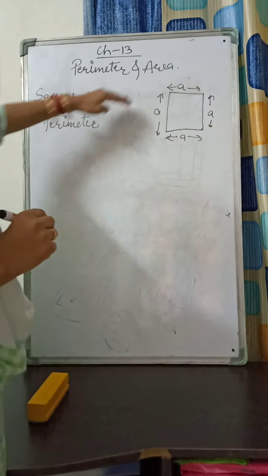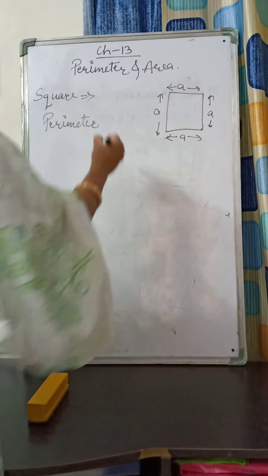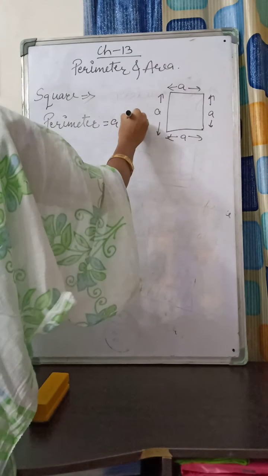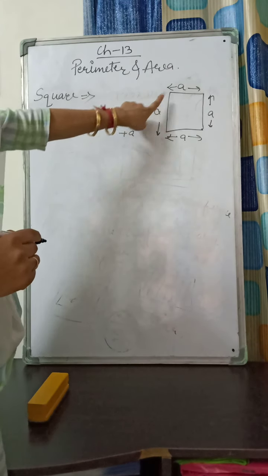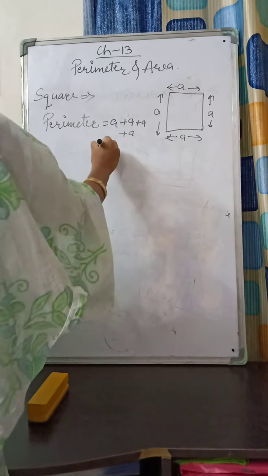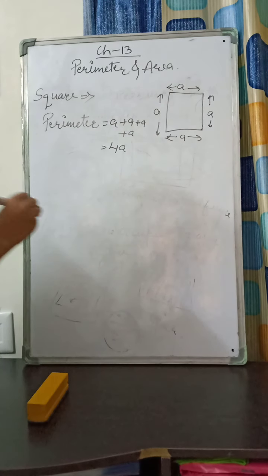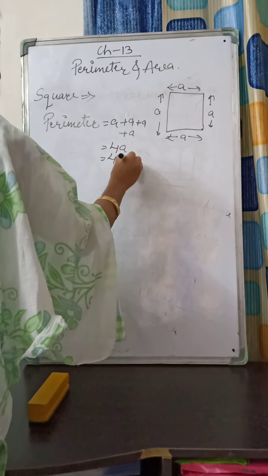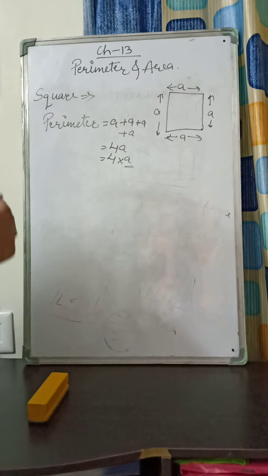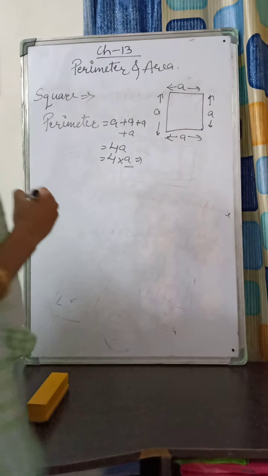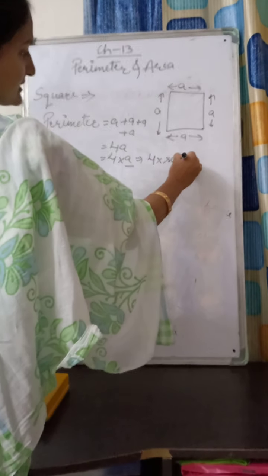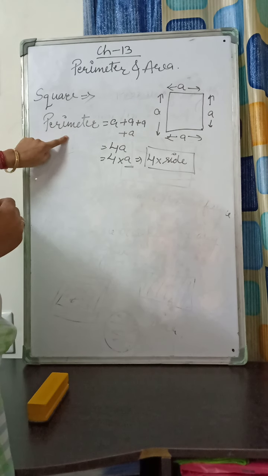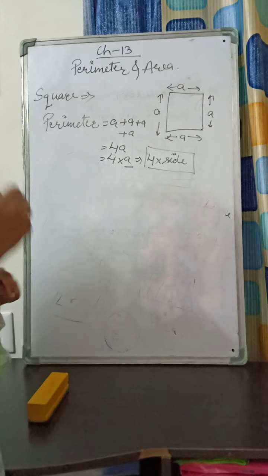Fine. So perimeter is the length of the boundary. So we can say A plus A plus A plus A. So the addition of 4 times A is the perimeter of the square. So we can say that here is 4A, that is 4 into A. And what is A? A is the side of the square. So the perimeter is equal to 4 into the side of the square. So here we get our formula of the perimeter of a square, that is 4 into side.